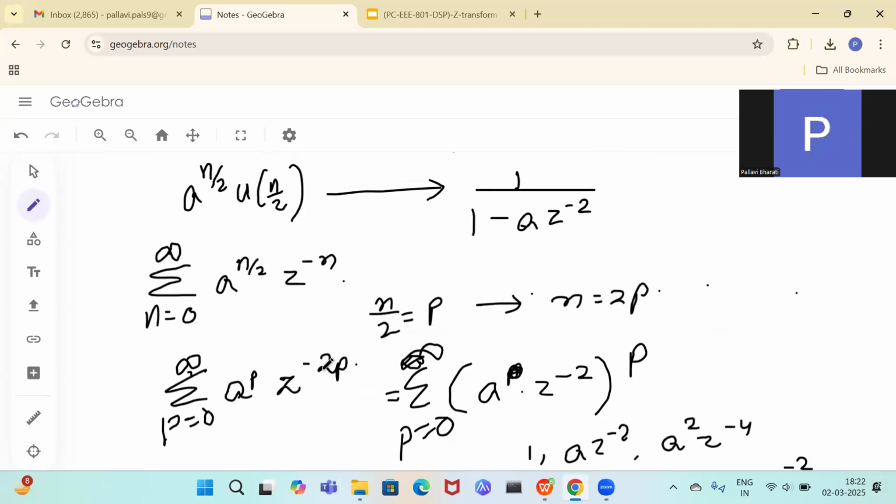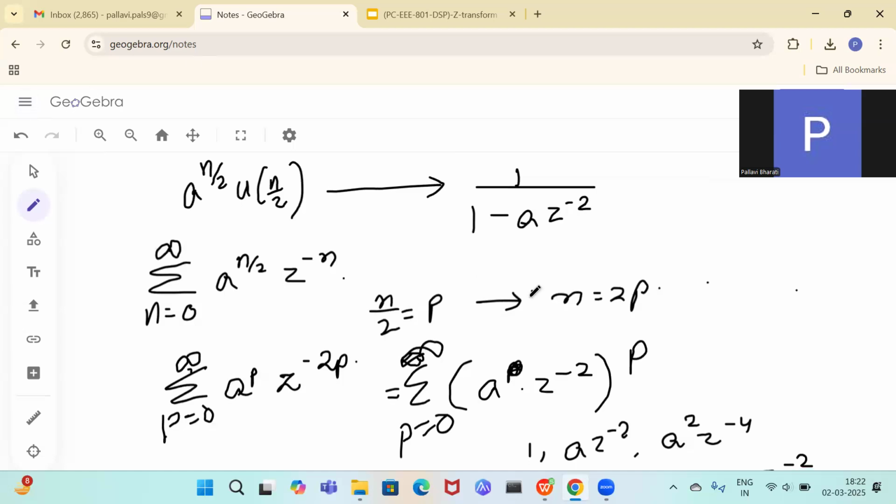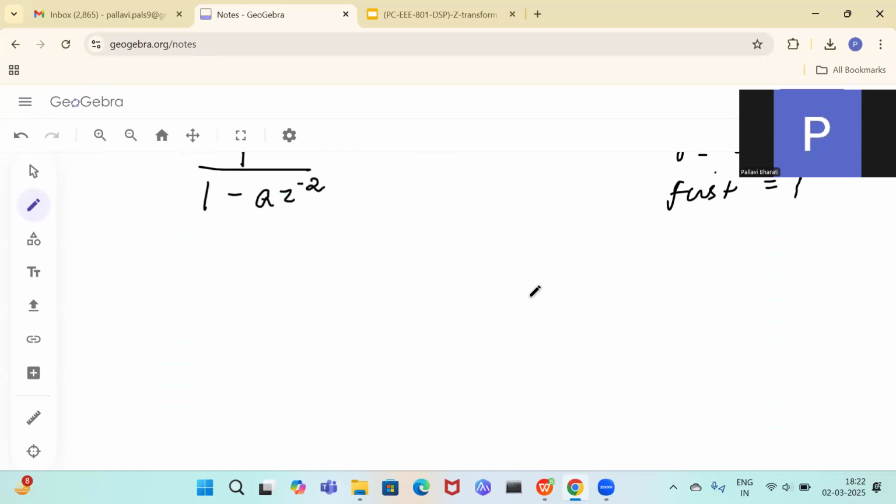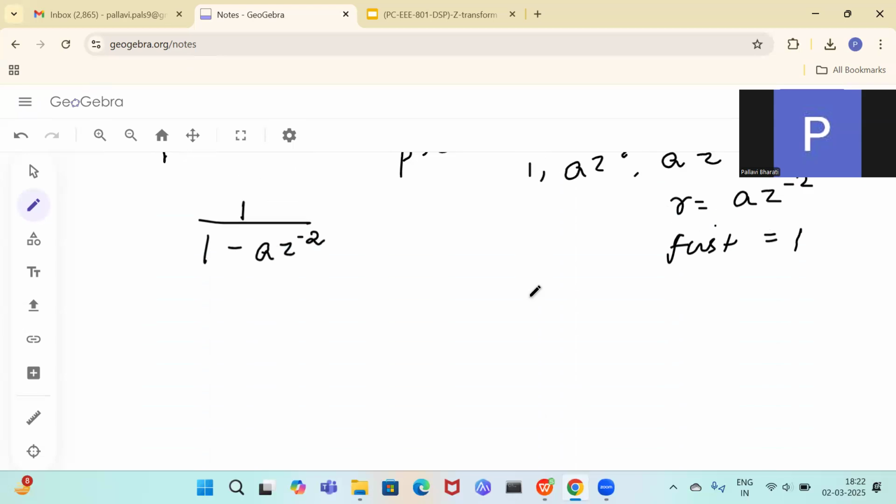Got it? Okay, now the next property that we are going to do is multiplication by an exponential sequence. Or we can do it in the next class. Thank you, everyone.